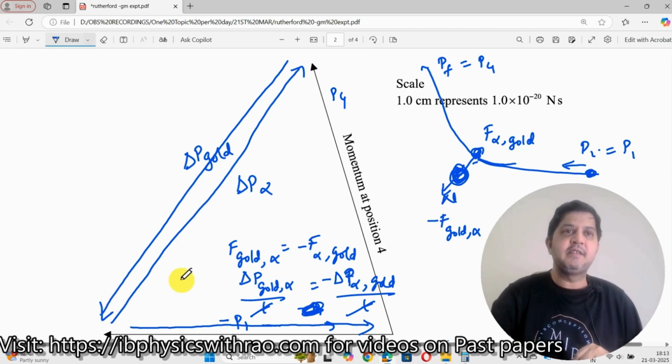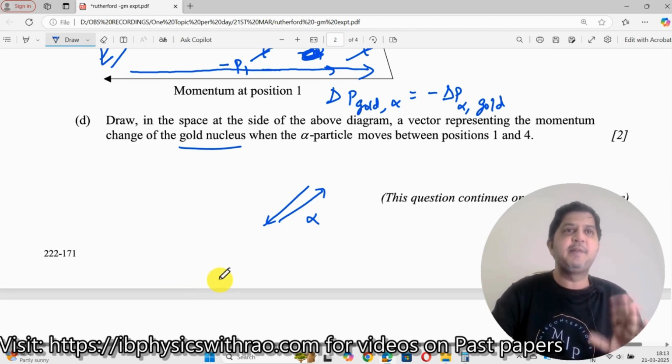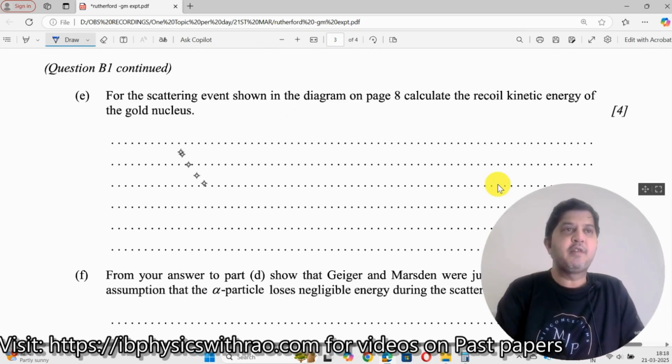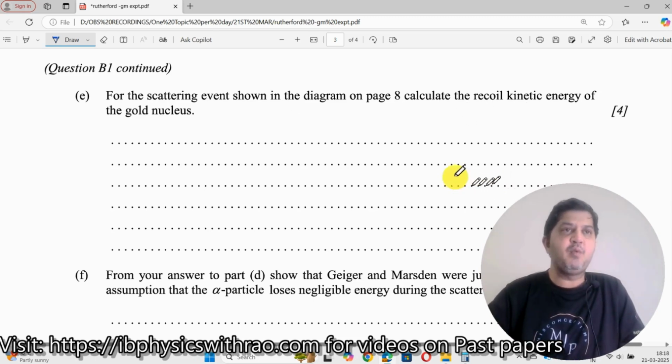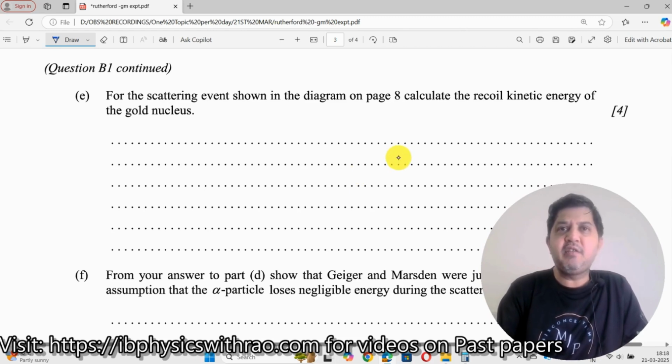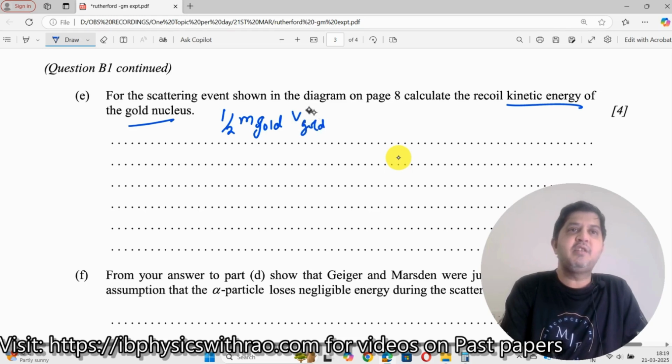Okay, next. See how nicely the same question, vectors, how it has been utilized, has been shown over there. Question E. For the scattering event shown in the diagram on page 8, calculate the recoil kinetic energy of the gold nucleus. Now how do we find recoil kinetic energy of the gold nucleus? What is the formula? The formula is half m gold into V gold square. So half mv square I need to find, simple.